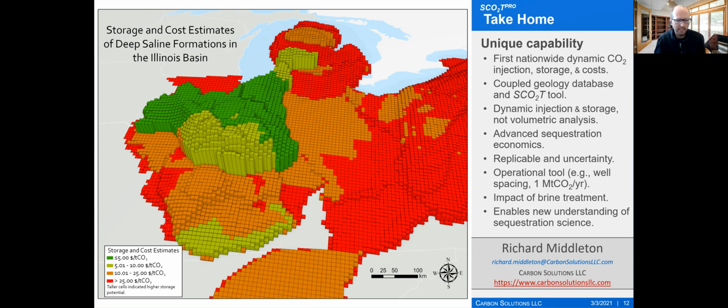It's an operational tool. You can limit the injection rate to 1 million tons a year. You can change the well spacing. You can let plumes overlap at the site. This is an operational tool. It includes treating extracted brine. And I would finish off by saying it enables a new understanding of sequestration science, particularly when we're trying to get to this level of injecting, storing hundreds of millions of tons or billions of tons of CO2 each year.